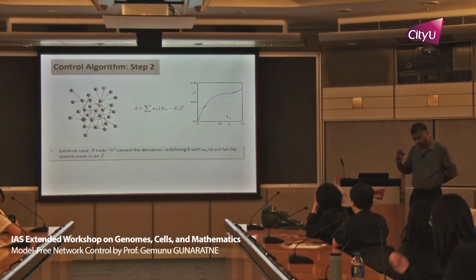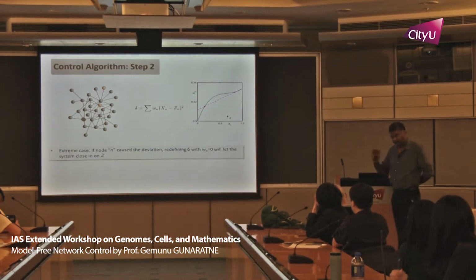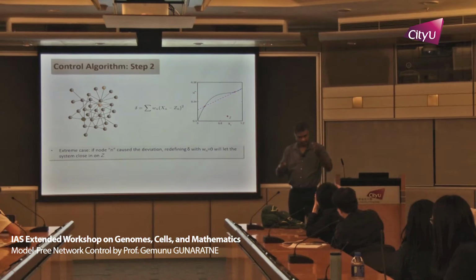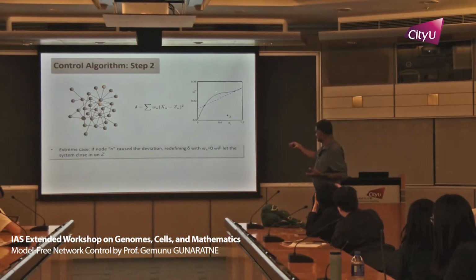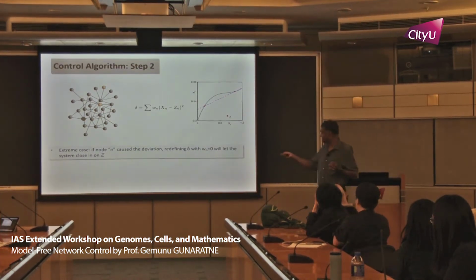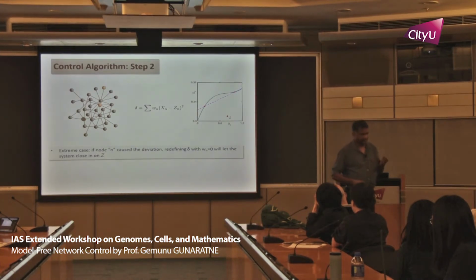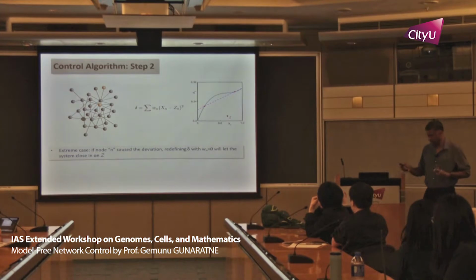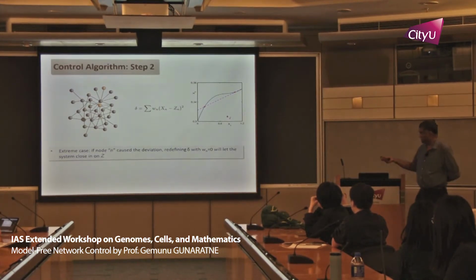Maybe, if that was the case, if in the extreme case this distance is large because of a single node, how do I find out what that node is, just from the data I have? The trick is very simple.